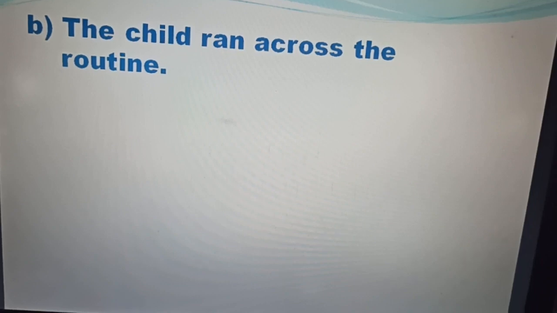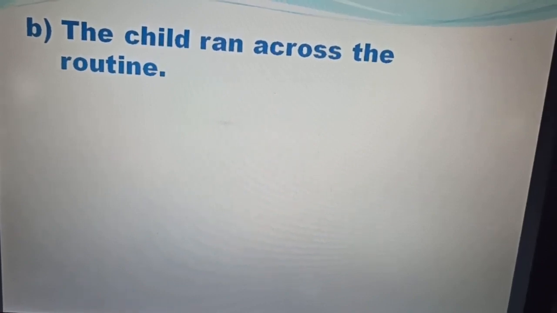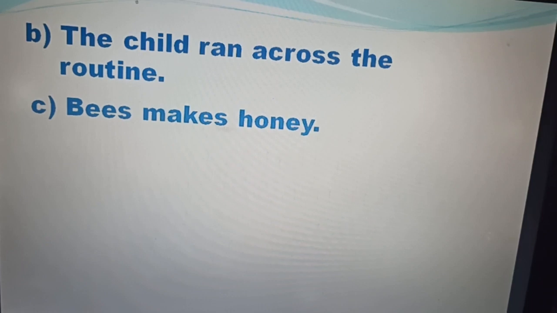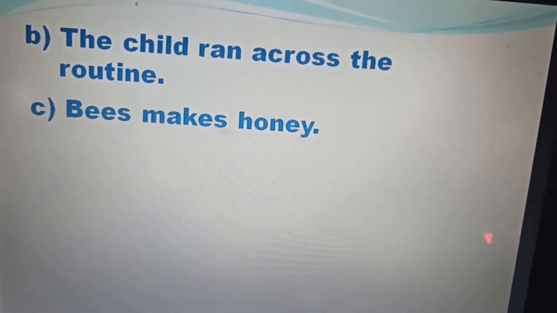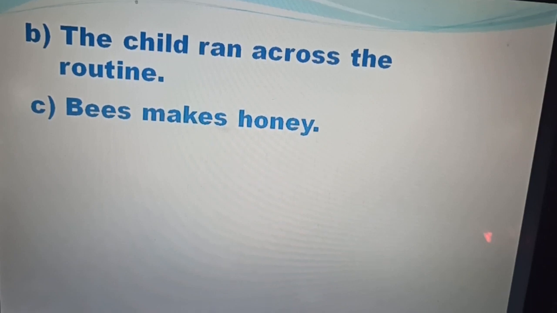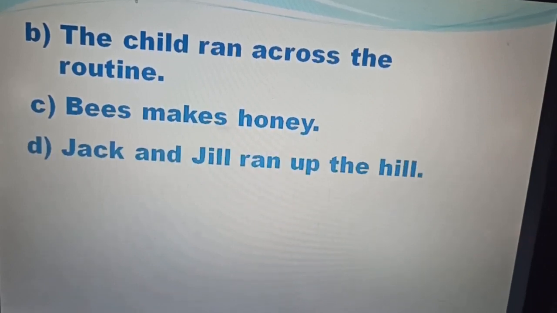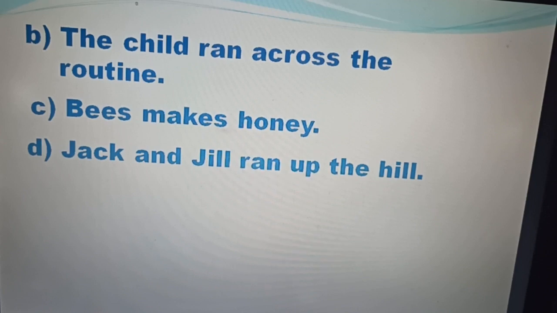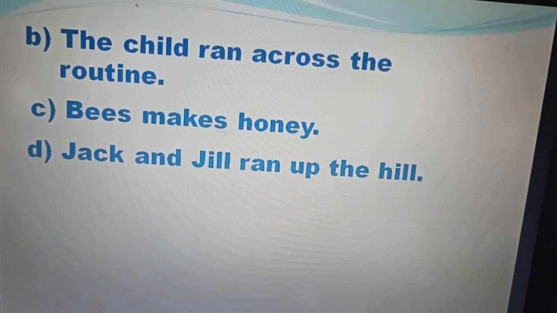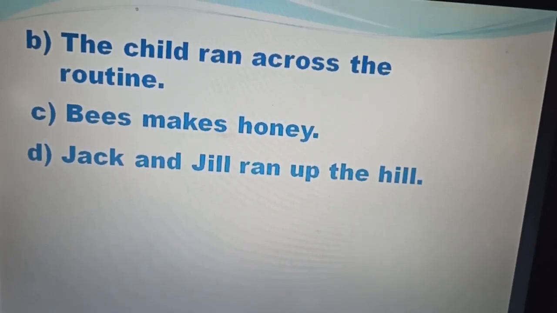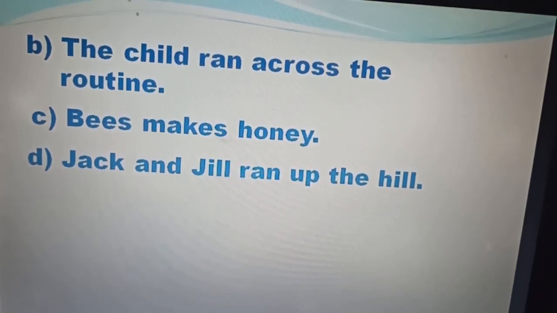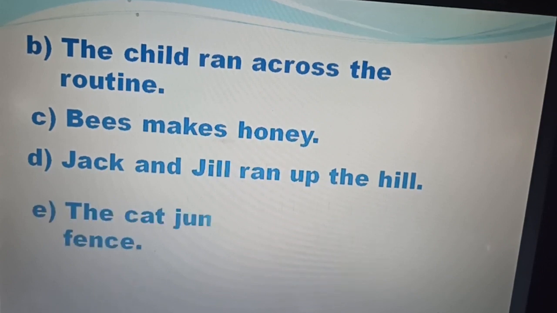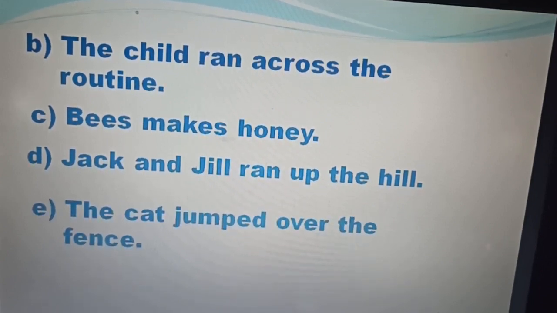The child ran across the road. Bees make honey. Bees make honey means honey bees make honey. Jack and Jill went up the hill. You have read this line, but over here went is not used. In place of went, I have written ran. Jack and Jill ran up the hill. The cat jumped over the fence.